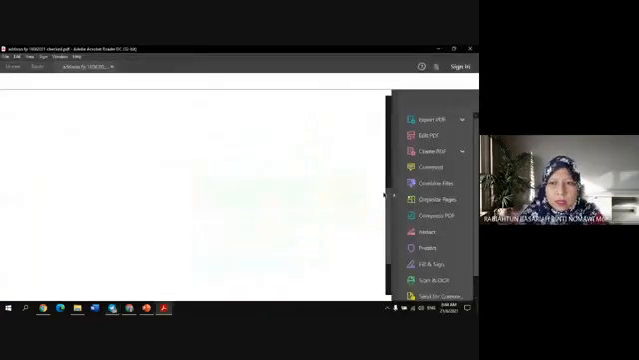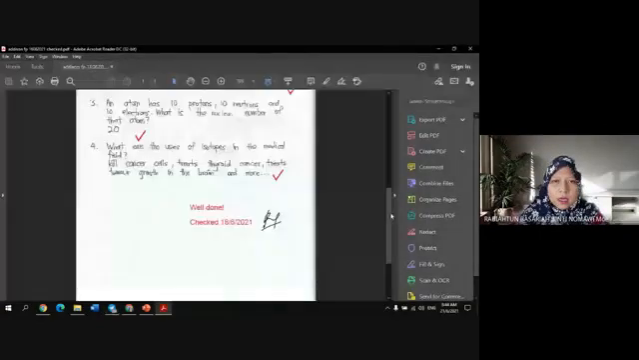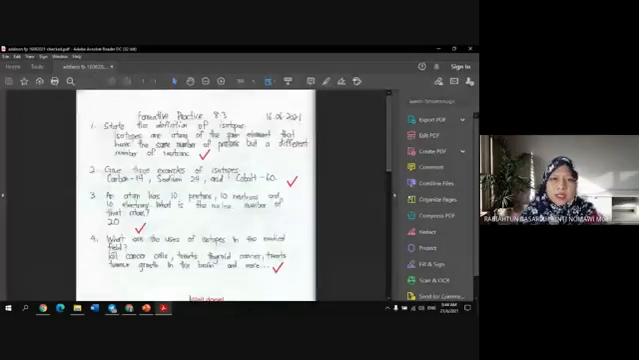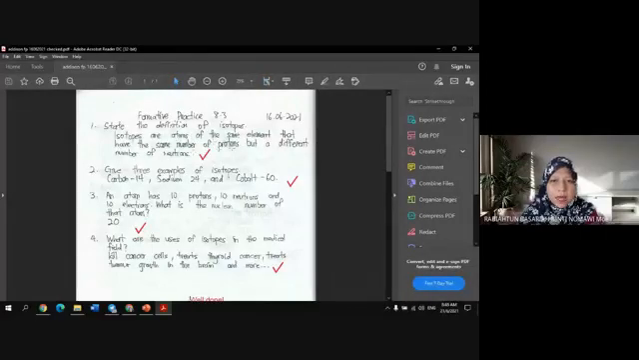Okay, the second one. Informative practice 8.3. State the definition of isotopes. Isotopes are atoms of the same element that have the same number of protons but different number of neutrons. Okay, give 3 examples of isotopes. Carbon 14, sodium 24, cobalt 60.